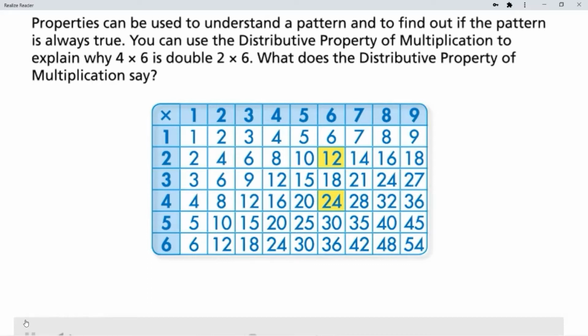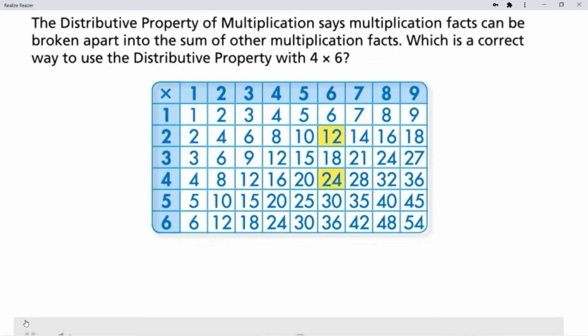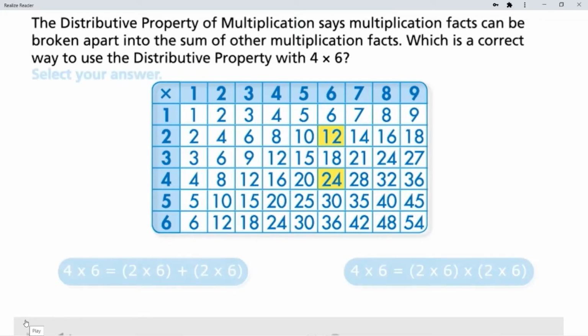Properties can be used to understand a pattern and to find out if the pattern is always true. You can use the distributive property of multiplication to explain why 4 times 6 is double 2 times 6. What does the distributive property of multiplication say? The distributive property of multiplication says multiplication facts can be broken apart into the sum of other multiplication facts. Which is a correct way to use the distributive property with 4 times 6? Select your answer.